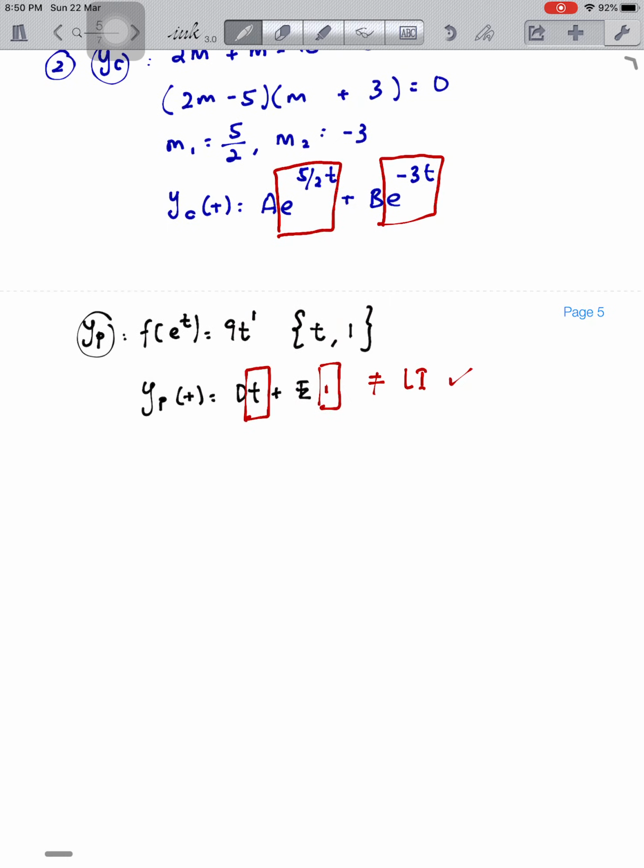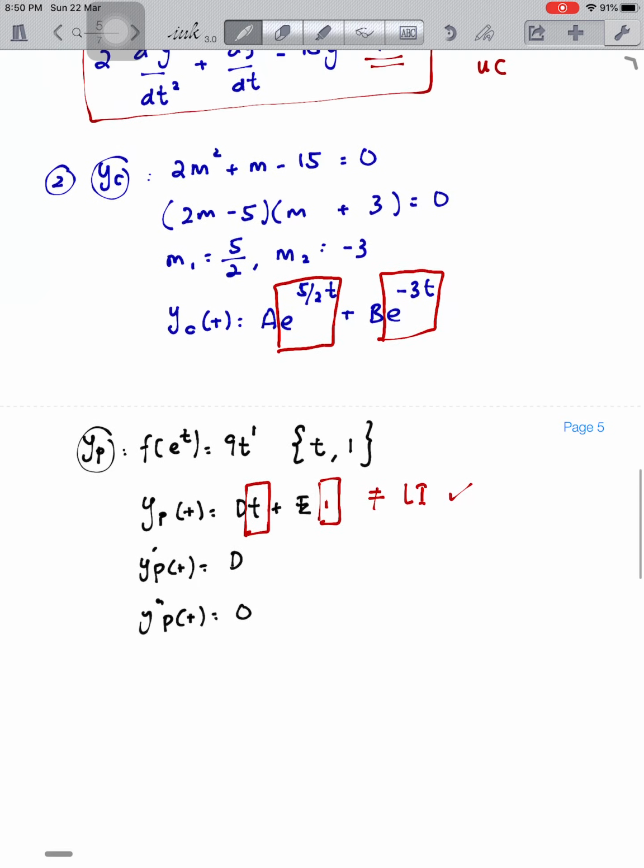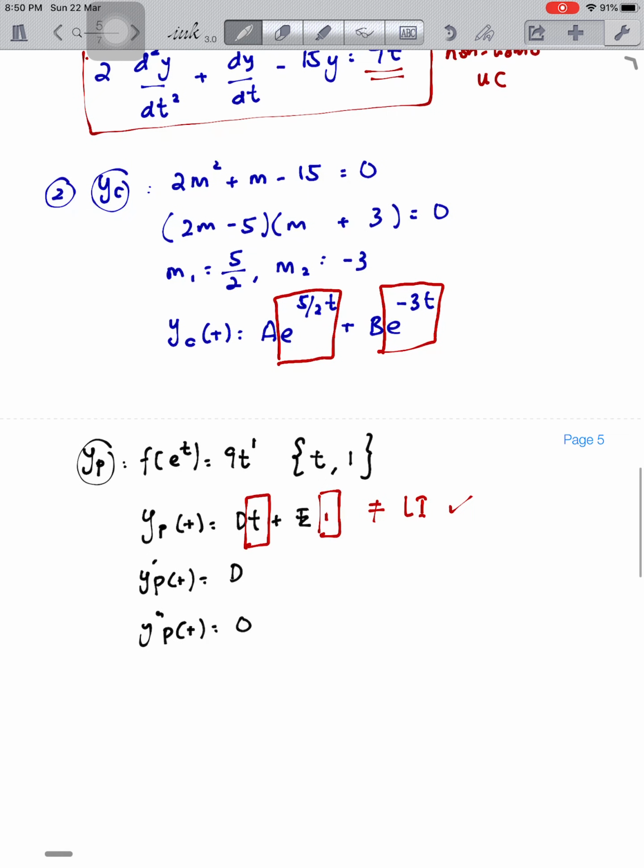Alright, now let's differentiate this twice. My y prime p of t is going to be given by d, and the y double prime, when I differentiate d, is simply going to be 0. Now let's substitute this into the original equation. I'm going to have 2 multiplied by y double prime, that's a 0, plus y prime, which is going to be d, and minus 15y, so that's minus 15 multiplied by dt plus e. And that is supposed to be compared to 9t.